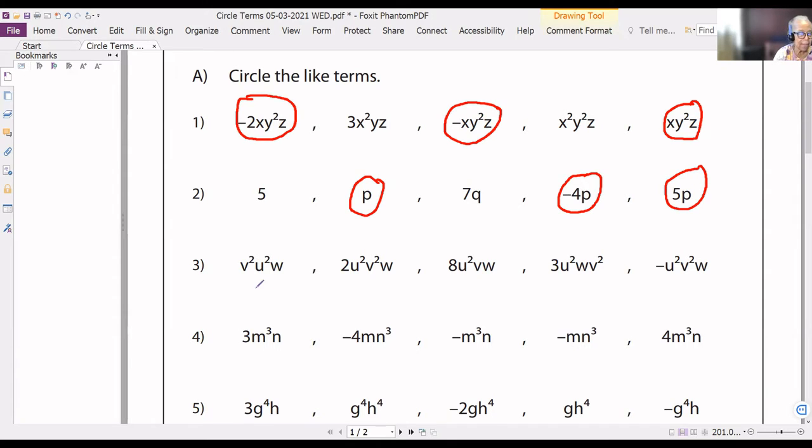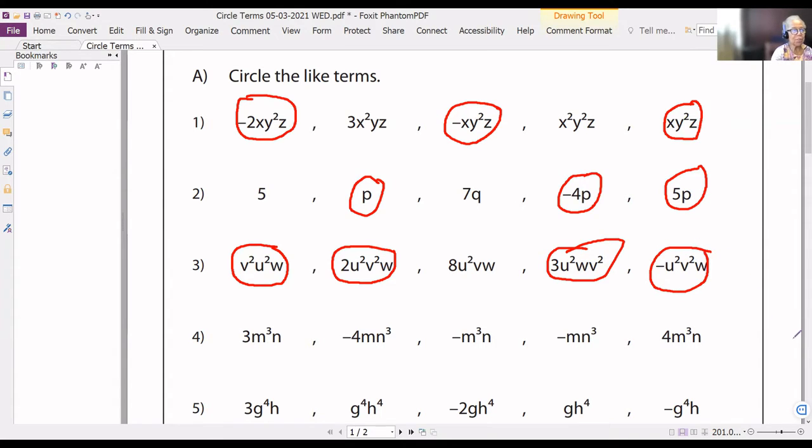Okay, number 3. What looks alike? Let's see, V squared, U squared. You see that again? V squared, U squared, W. The order is not the same, but that doesn't matter. This is V squared, U squared, W. Circle. So those are like terms.